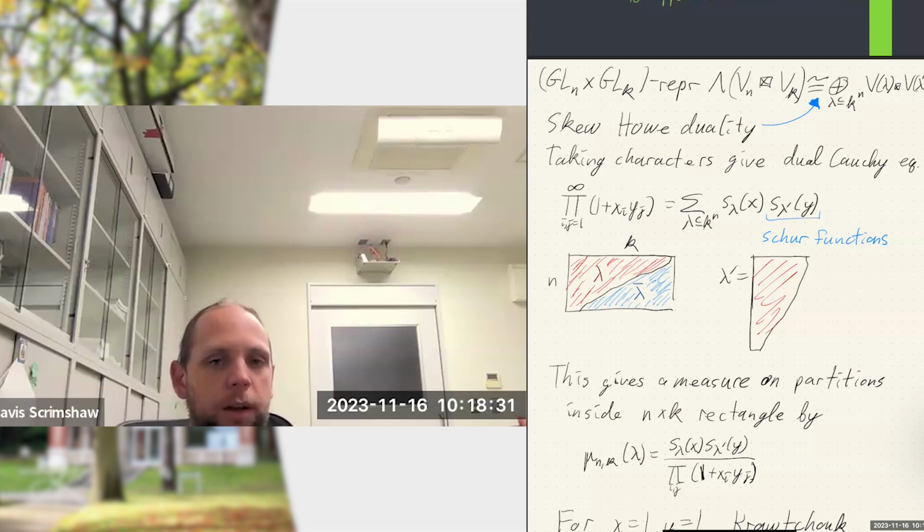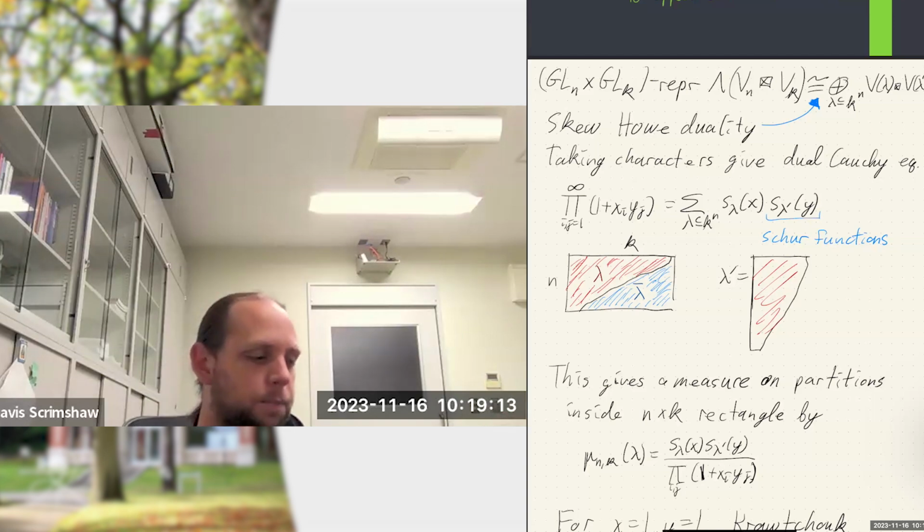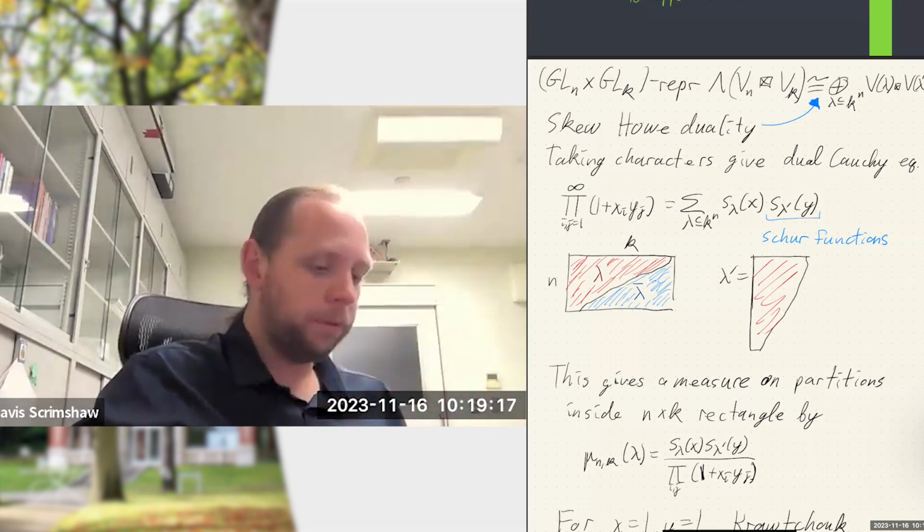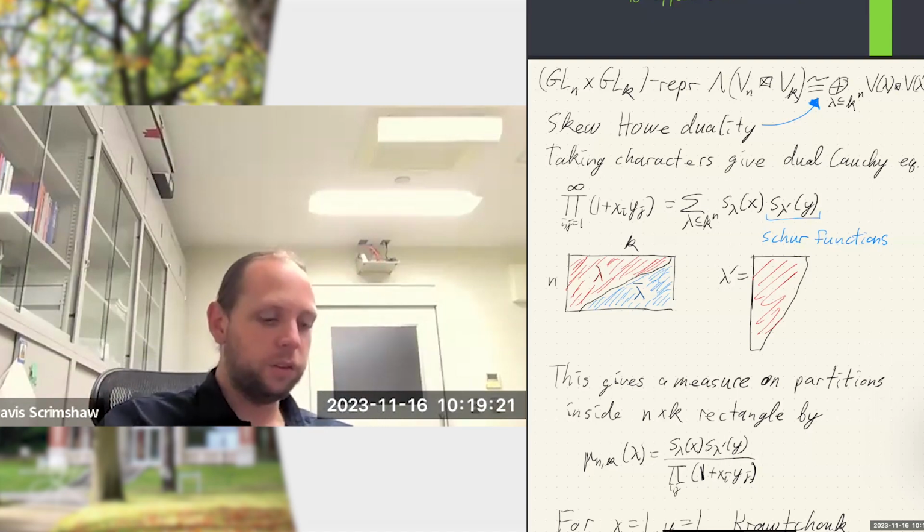And then I take its exterior algebra. There's a natural way to build a representation of GL_n cross GL_k on this, and this is still a semi-simple Lie group. So I can decompose it into a direct sum of simple modules, which look of this form: V_lambda tensor V_lambda prime, where V_lambda is for GL_n and lambda prime is for GL_k. The fact that it's indexed by the same partition lambda contained inside of an n by k rectangle is precisely the statement of skew Howe duality. And so that's some representation theory. And then we take characters.